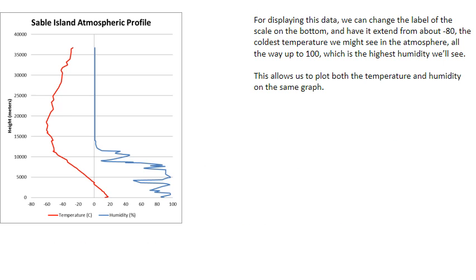For displaying this data, we can change the label of the scale on the bottom and have it extend from about -80, the coldest temperature we might see in the atmosphere, all the way up to 100, which is the highest humidity we'll see. This allows us to plot both the temperature and humidity on the same graph.